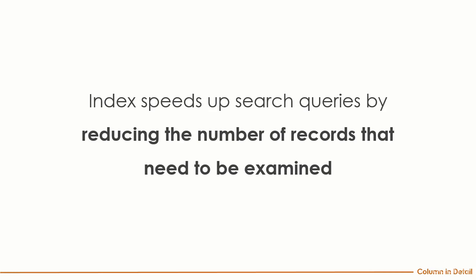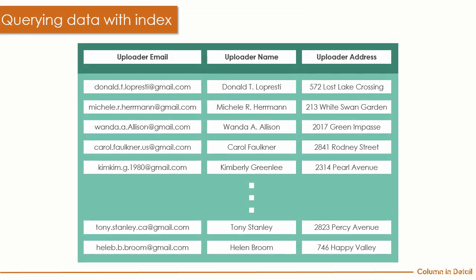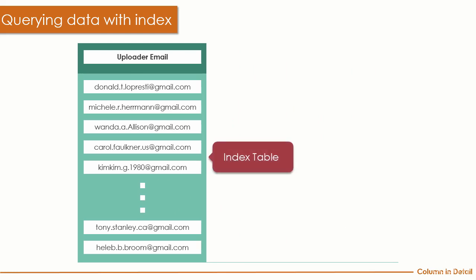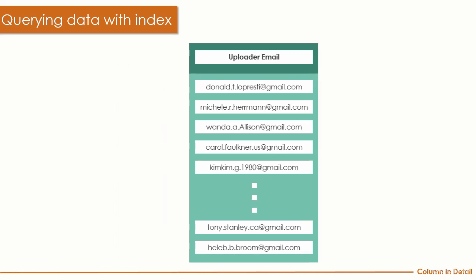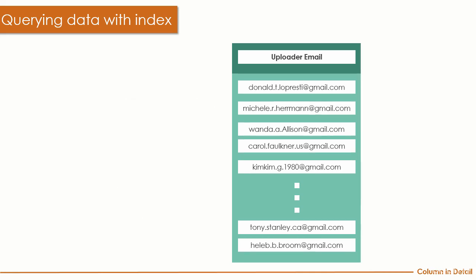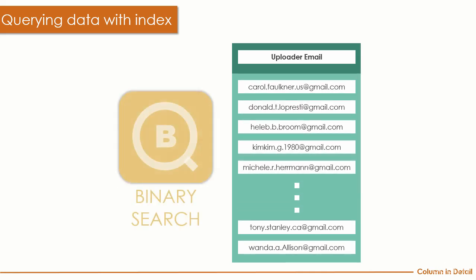Let's take an example using a binary search index. With the same data set, we set the uploader email address as the index column. Then we will have an index table to store these values, and the index table will be sorted by using a different algorithm. Let's say for the simple one, we sort by alphabetical order from A to Z.